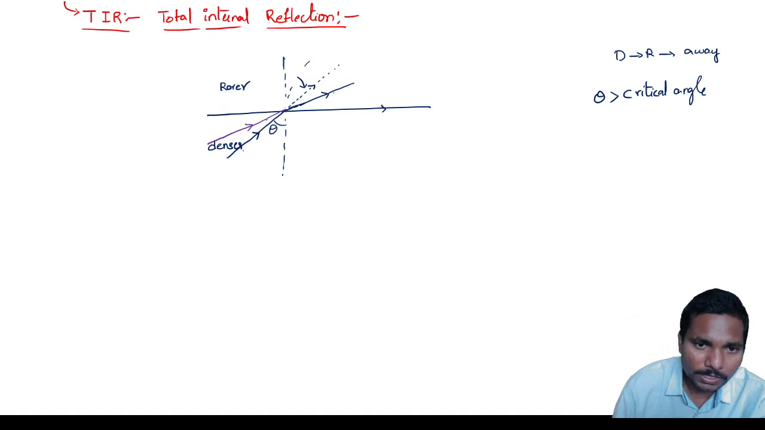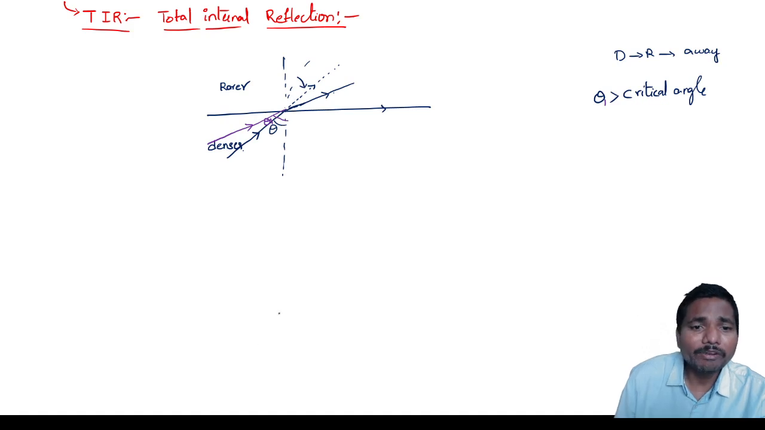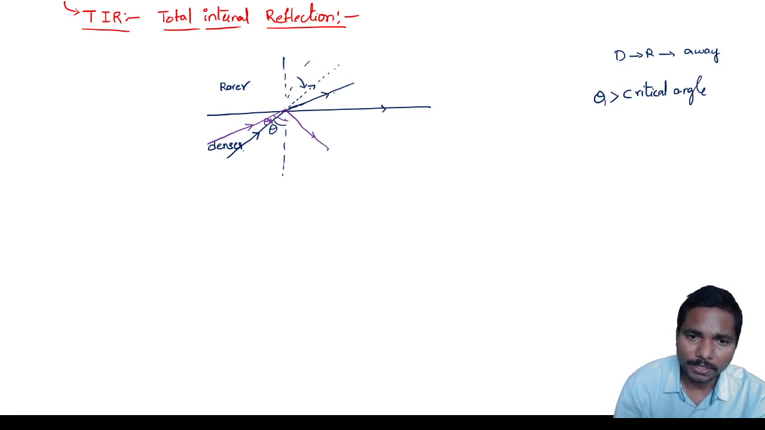Okay. If you consider this angle theta 1 is greater than the critical angle, then what will happen? It will be reflected back in the same medium. So it will be reflected back in the same medium like this. After that, what will happen?